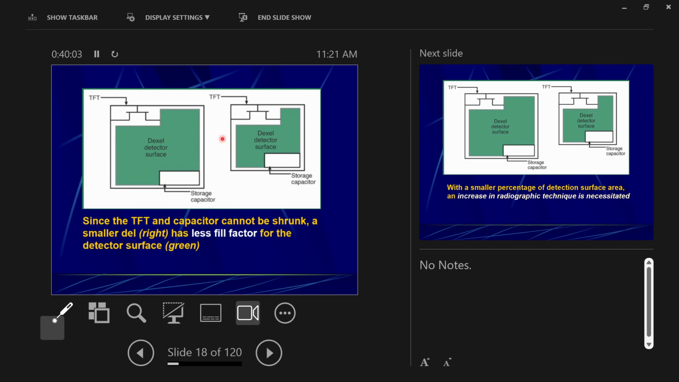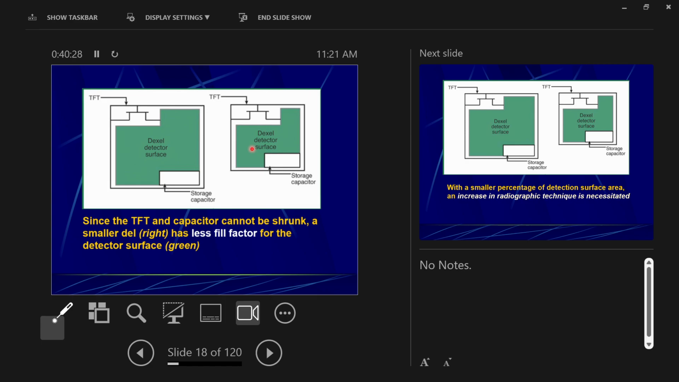So if you wanted to make a smaller detector, you would want a smaller switch and a smaller battery. And we can't smallify those two things yet, okay? So we are limited in the size of our detectors. If we tried to make them smaller than they currently are being made right now, we would lose detector surface. We would lose spatial resolution, lose detail, and our images would get worse.